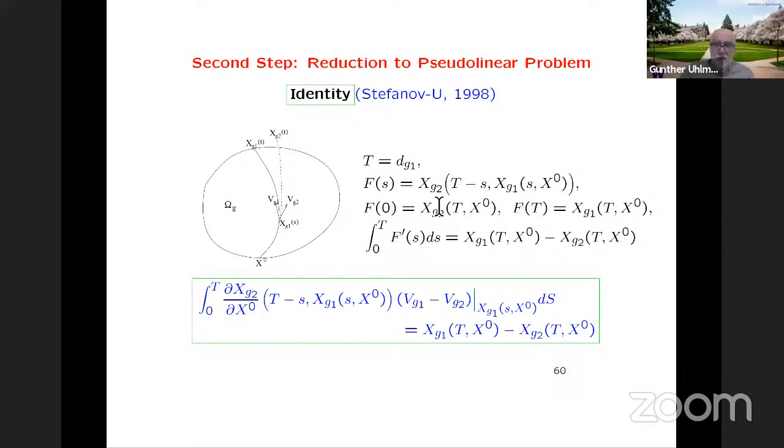You consider this function. So why is that? Because when s is equal to 0, you have the starting point and you have X_g2(t, X0). And when s is equal to t, you get the first one. And now we take the fundamental theorem of calculus. The integration of the derivative is the endpoint minus the starting point, f(t) minus f(0). And so now you have to do this differentiation and you get a very nice identity.